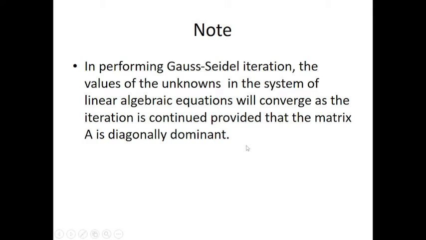So ibig sabihin, yung difference between ng dalawang value na unknown, let's say x sub 1 and x sub 0, or x sub 3 and x sub 2, lumiliit. Lumiliit yung pagitan. So in this case, kung meron akong x sub i plus 1 minus x sub i, meron kang error. Yung error na yan, lumiliit yung value habang dumadami yung iteration.